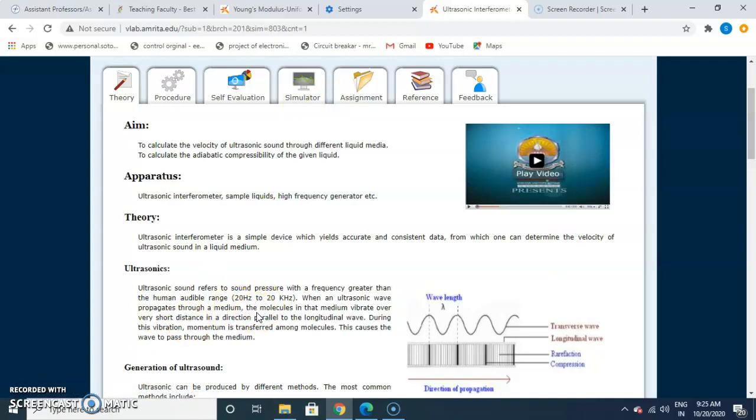Before doing the experiment by simulation, we should know some basics about the ultrasonic interferometer. It is a simple device which can produce ultrasonic sound in the liquid medium. You can use any medium like water or acetone.